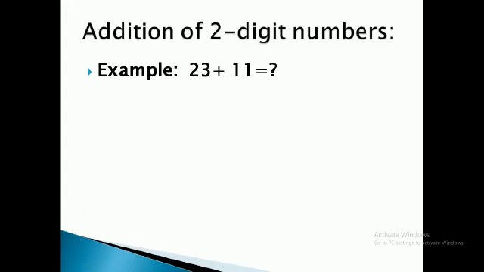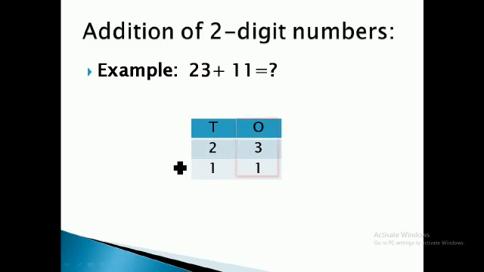So first of all, we will place these numbers vertically into the place value chart, as you can see, and we will place the addition sign. अब हम क्या करेंगे, अब हम ones column के जो digits हैं उनको ऐड करेंगे, and we know that in the ones column here is the digit 3 and the digit 1. Now we will add them.